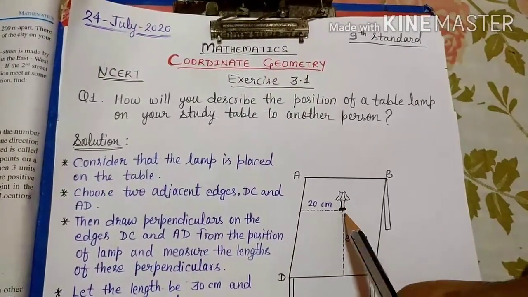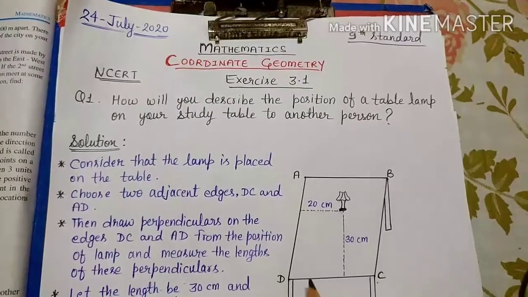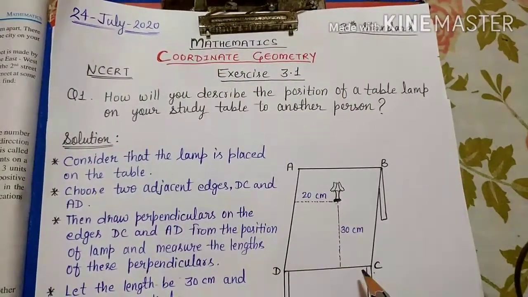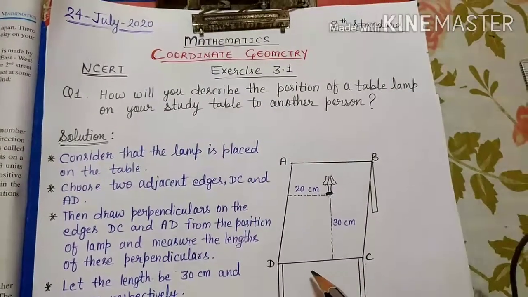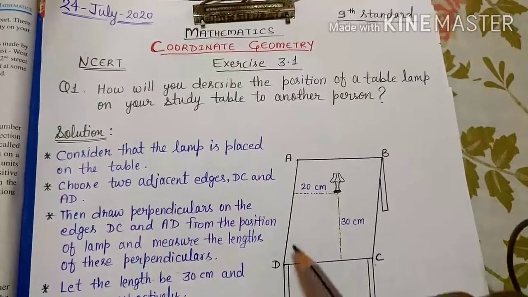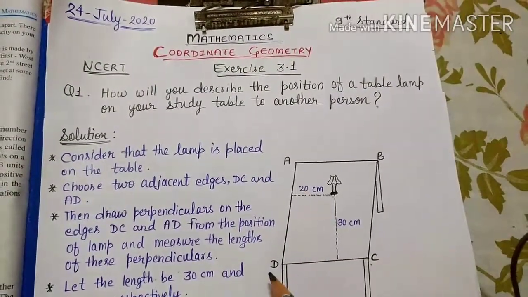Now we have chosen the two adjacent sides, that is DC and AD. These are two adjacent sides. Adjacent sides are those sides which have a common point. As you can see, D is a common point of AD and DC. Now we have taken these two adjacent sides AD and DC.